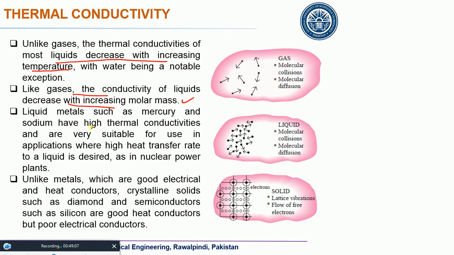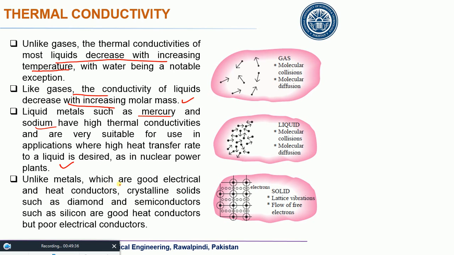So liquid metals such as mercury and sodium have high thermal conductivities and are very suitable for use in applications where a high heat transfer rate to a liquid is desired, as in a nuclear power plant. So you use sodium and mercury, right? They have high thermal conductivities. If they have high thermal conductivities, it means they are good conductors. Okay.